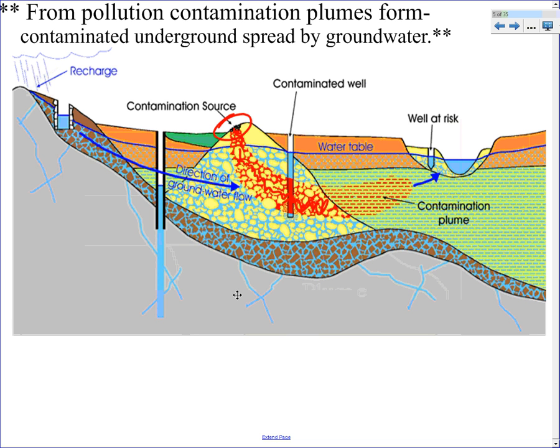You have your water flowing, and it's going to pull that pollution, which then becomes a contamination plume underground. Now, we dig wells, so this well is at risk because it's tapping into this water, and eventually this pollution is going to move to their well, and that is going to contaminate that well.